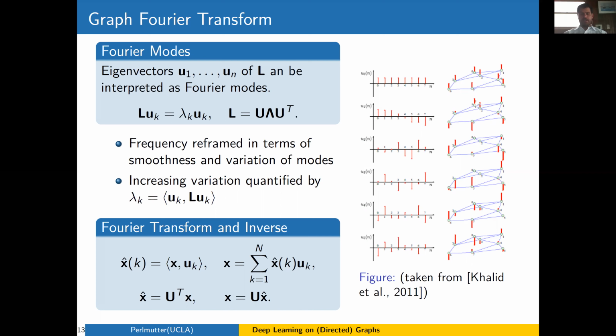So given this, we then formally define the Fourier transform or Fourier series by x hat of k to be the inner product of x with the kth Fourier mode u_k. We note that since these can be taken to form an orthonormal basis, we have an inversion formula. And we also note that in matrix form, we can compute x hat to be U transpose x, or x to be equal to U x hat.